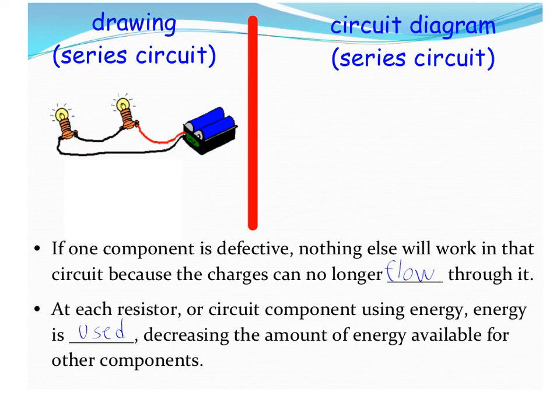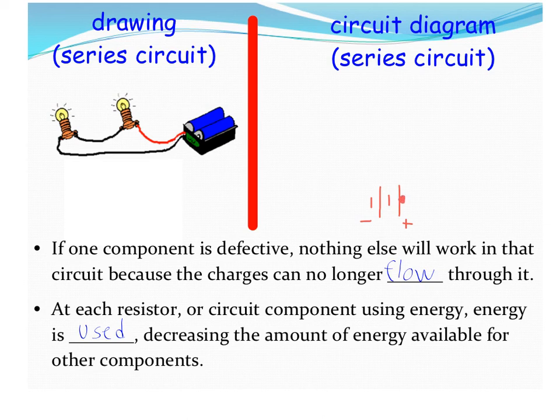On the left, you have a drawing of a series circuit, but you need to be able to draw a circuit diagram of all kinds of circuits. So first we draw the power source, which is a battery. So small line, long line, small and long, because we have two batteries. We draw this twice.